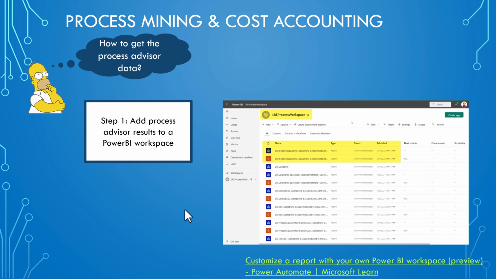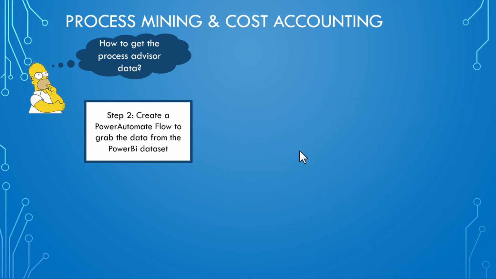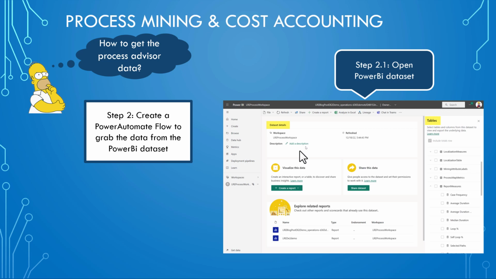And once you have done that, then you can go to Power BI and you see a dataset and your report. Once you have that, you can then make use of a flow. But how to extract the data? That's a question. And that's something I want to show you next.